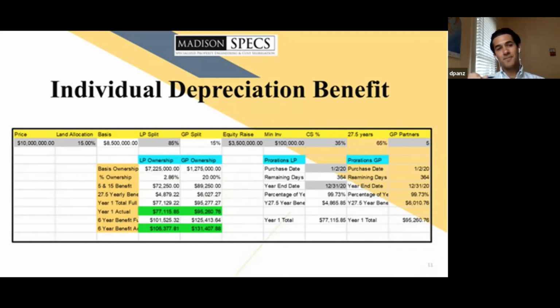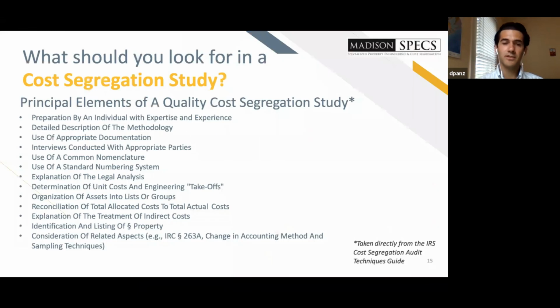So if you want to see what this looks like, we can easily break it down for you and show what each individual investor would get in depreciation. We've seen that several GPs and sponsors have raised significant equity just by using the cost segregation benefit, especially those who really need that tax benefit. So reach out to us. We're happy to break that down for you.